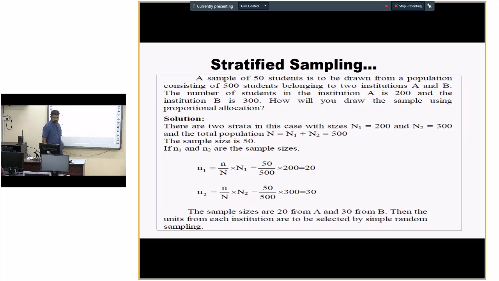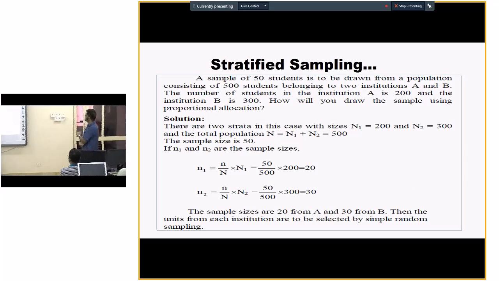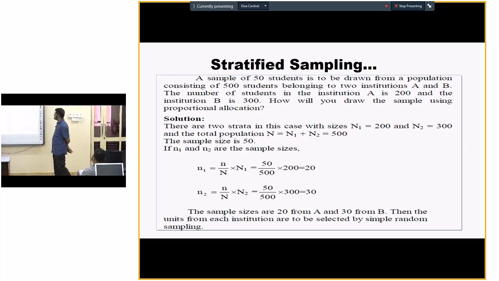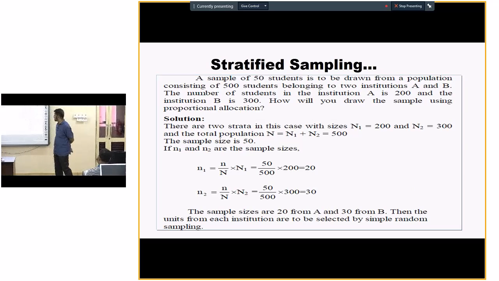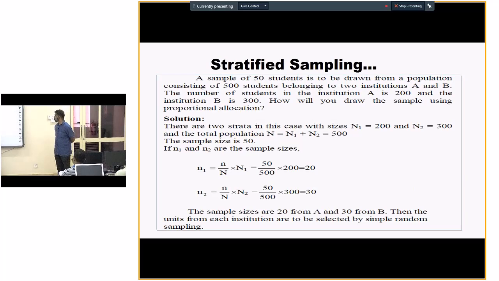Next, an example also here. Now, please read this example. A sample of 50 students is to be drawn from a population consisting of 500 students belonging to 2 institutions, A and B. The number of students in institution A is 200 and in B is 300. How will we draw the sample using proportional allocation?